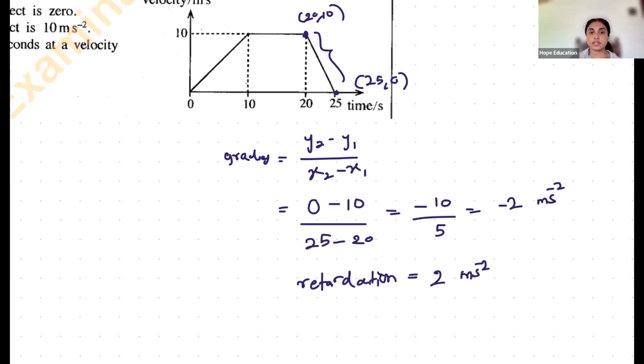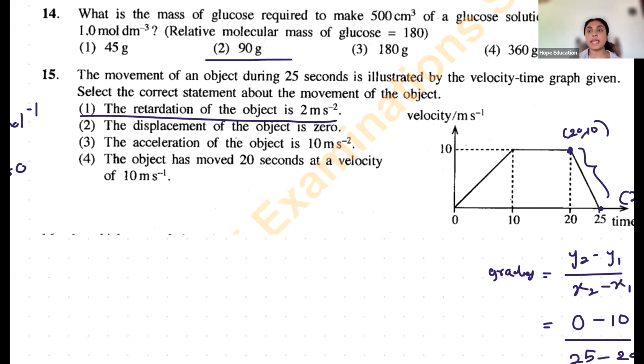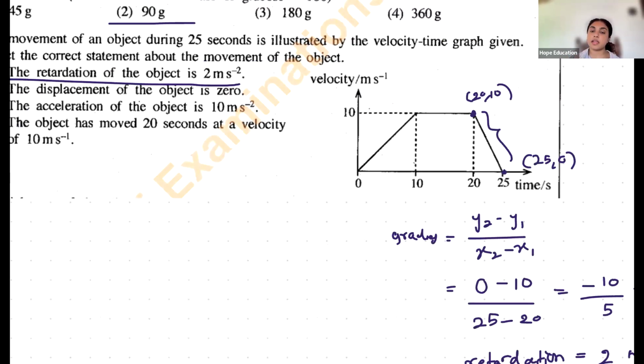Seems like that is the correct statement. Let's check the others also. Displacement of the object is 0. That is not possible, because in a velocity-time graph, the area under the graph gives the displacement. You can definitely calculate the area under this graph. Take it and you will get some value. So that is not 0.